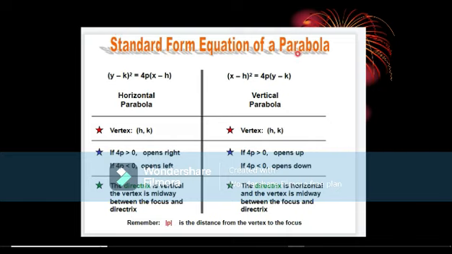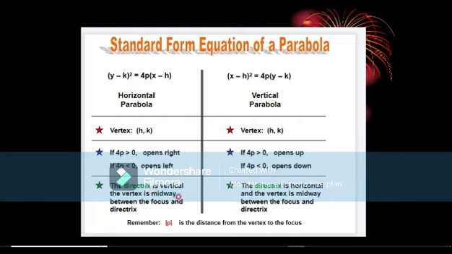The standard form of the equation of a parabola: if it is y minus k quantity squared equals 4p times x minus h, this is the horizontal parabola. And x minus h quantity squared equals 4p times y minus k, this is the vertical parabola. The vertex will be (h, k) in both. If 4p is greater than 0, it opens to the right. If 4p is less than 0, it opens to the left. So this is just simply a review of the first video lesson. Here, if 4p is greater than 0, it opens up, and if 4p is less than 0, it opens down.